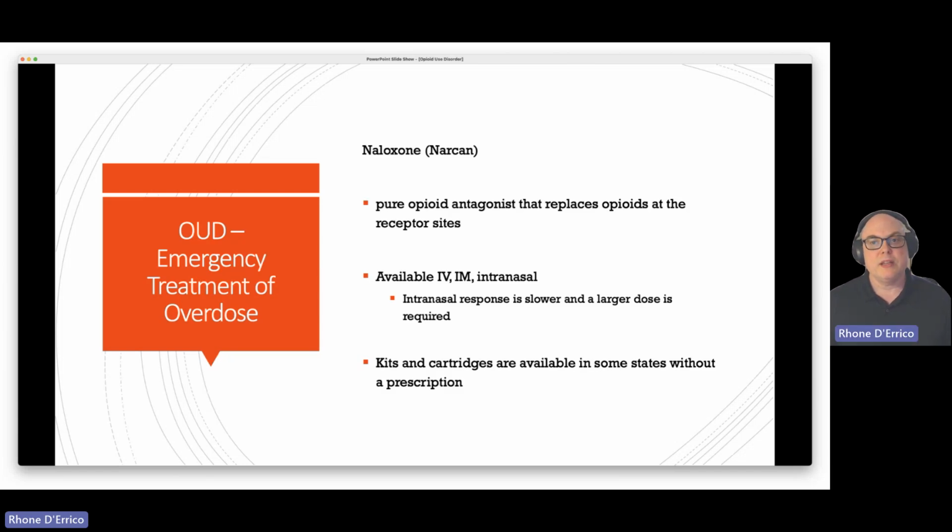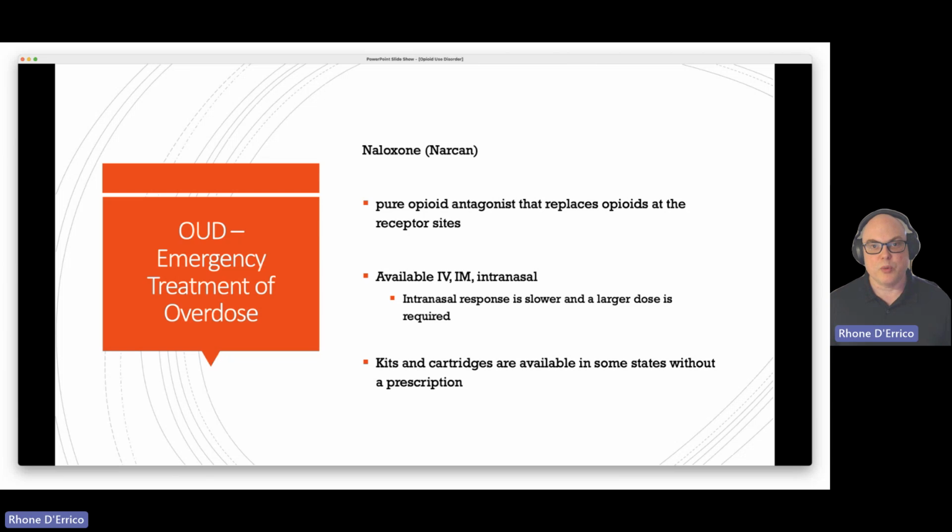Now, when we're talking about intoxication, what we can say is the absolute worst form of intoxication is overdose. And that's because overdose with opioids can lead to loss of life. It can lead to suppression of respiration to the point that the patient cannot control their own respirations and they can die. So what is our emergency treatment of this?